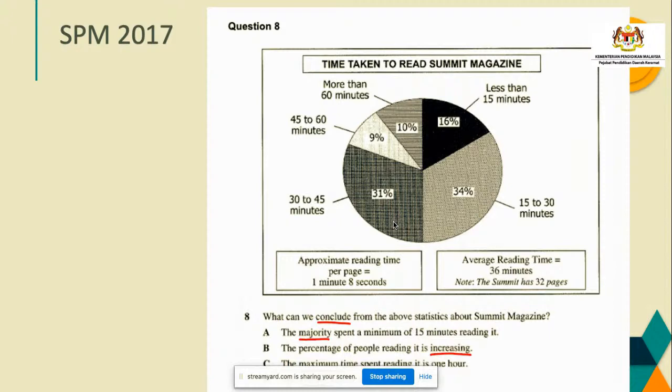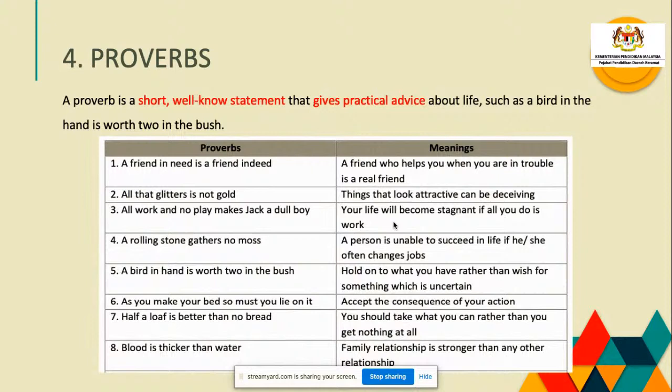Okay, next. Yang ni yang selalu macam my student cakap, teacher susah lah teacher. So because proverbs ni kena selalu baca dan kena selalu tengok, baru you boleh faham dan baru you boleh ingat. Okay, proverbs. Proverb tu maksudnya a short, well-known statement that gives practical advice. Selalunya proverb ni macam peribahasa lah. Okay, selalunya dia berbentuk nasihat tentang hidup. Contohnya macam ni lah, such as a bird in the hand is worth two in the bushes.